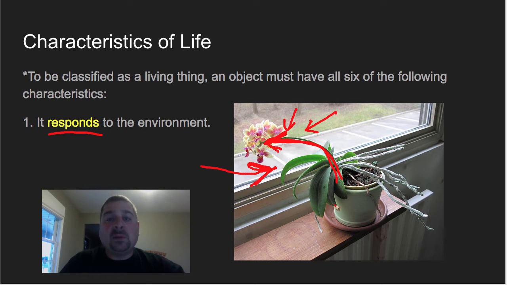I remember my grandma used to take her house plants, and every so often she'd turn them so that they wouldn't all lean one way, that they would grow nice and even all around. So a living thing must respond to the environment, to things that we call a stimulus, or stimuli for plural.